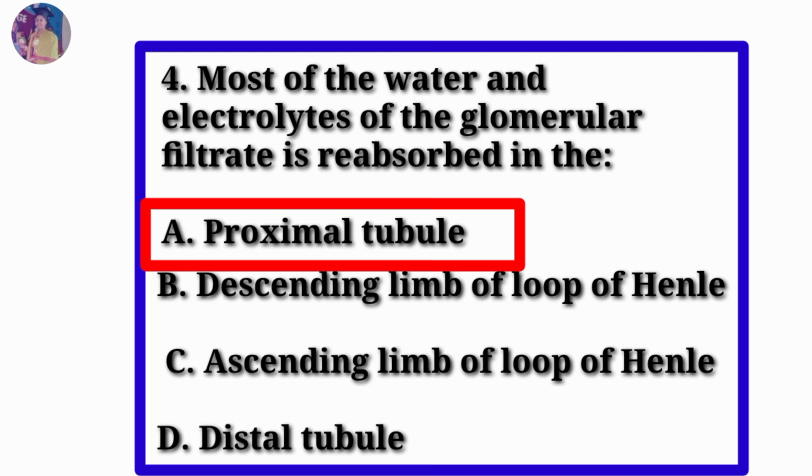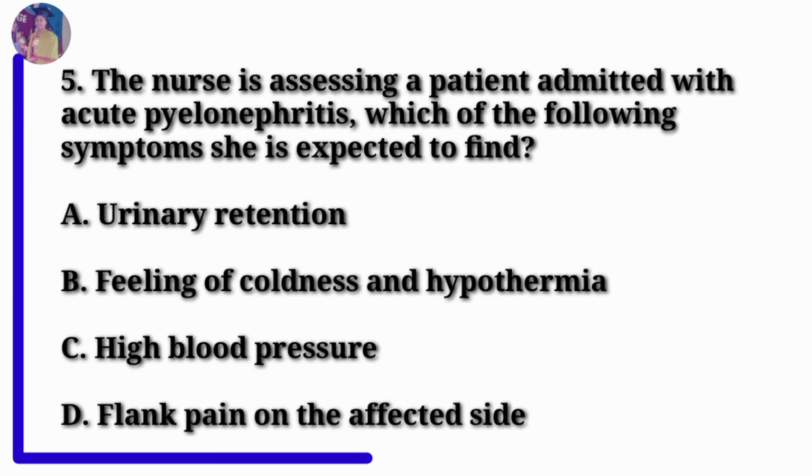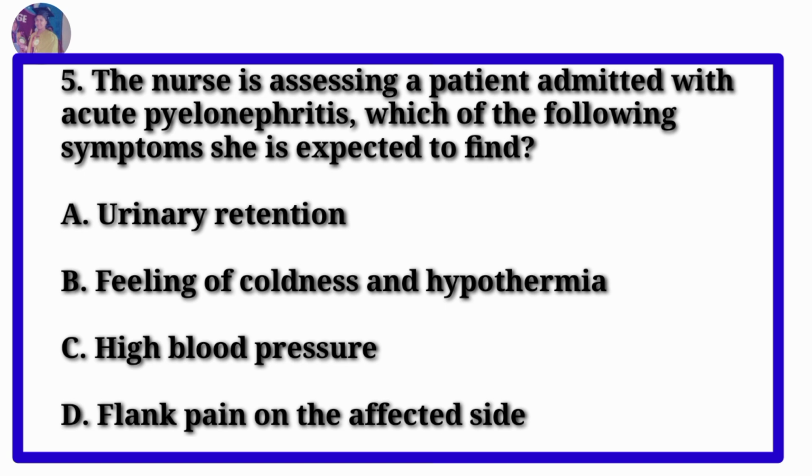Answer option A, proximal tubule. Rationale: most of the water, 65%, and electrolytes of the glomerular filtrate is reabsorbed in the proximal tubules. Then the descending limb of the loop of Henle, ascending limb of loop of Henle and distal tubule are water impermeable.